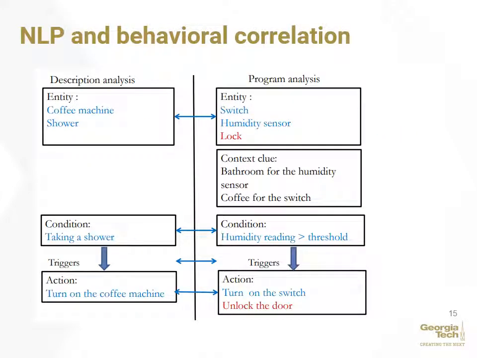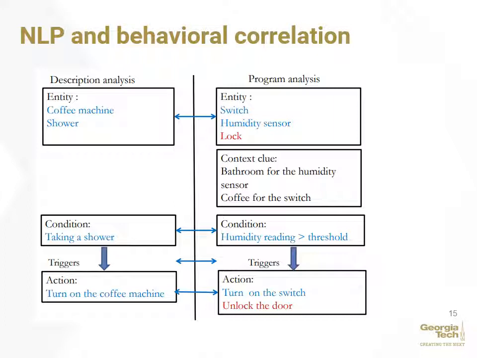The next step is to do natural language processing and behavioral correlation for the two sets of behaviors. A key goal of the project is revealing any discrepancy between what the app claims to do and what it actually does. To find such discrepancies, we use NLP techniques to extract the security policy from the app's free text description and program analysis to compare it with the security policy extracted from the code.